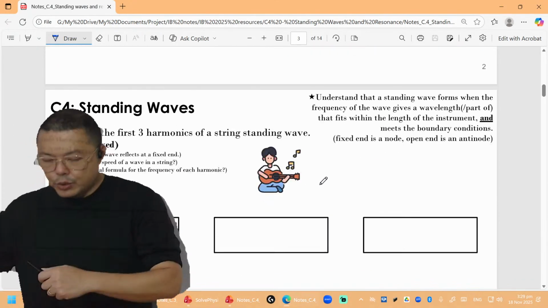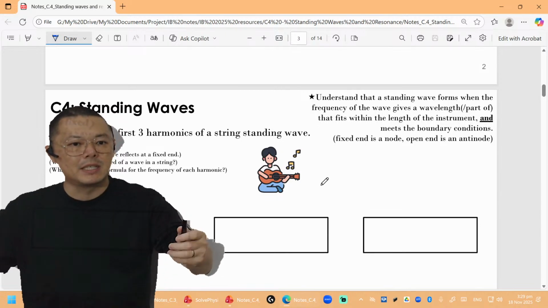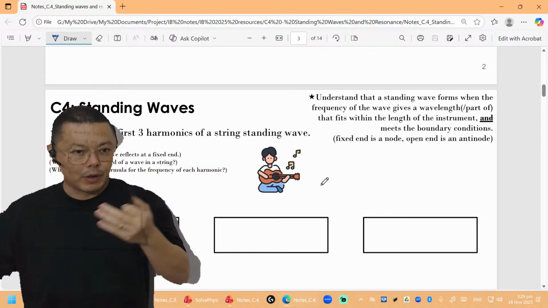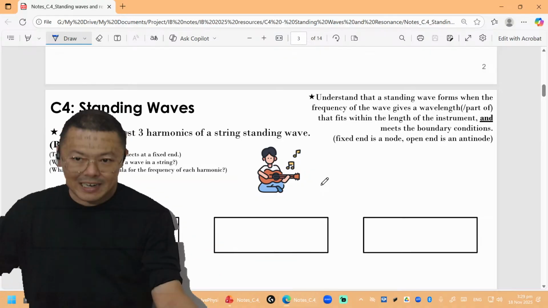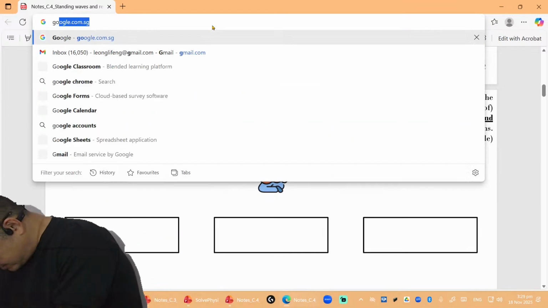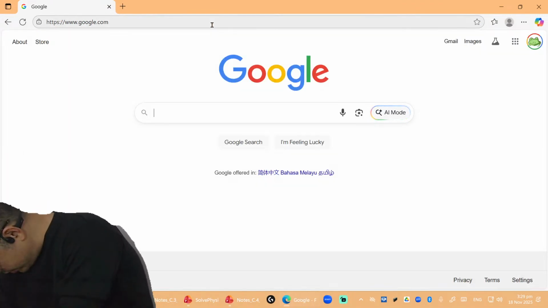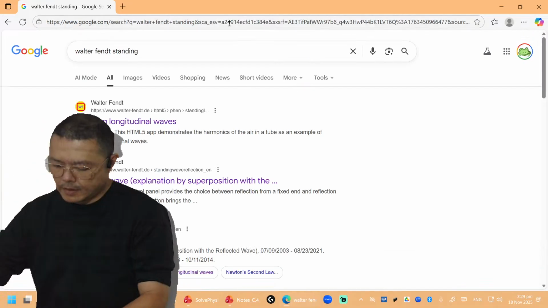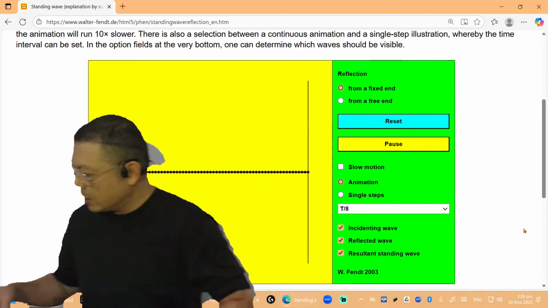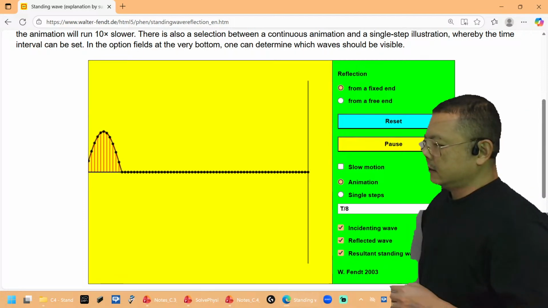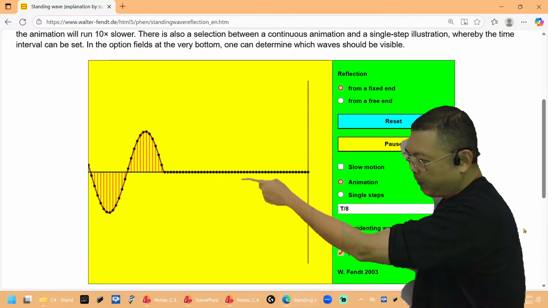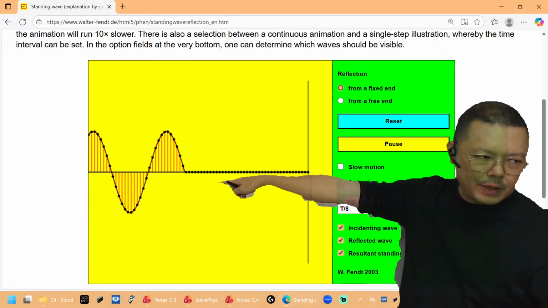I'm going to show you some animations, and these animations are available online. In case you need to review them again to see how standing waves are formed, it will help you a lot. But just remember that in the exams you don't get animations. Let me take 30 seconds to pull this out. All right, so there we go. We have a simulation and animation here. What you see now is a traveling wave. Why is this a traveling wave?